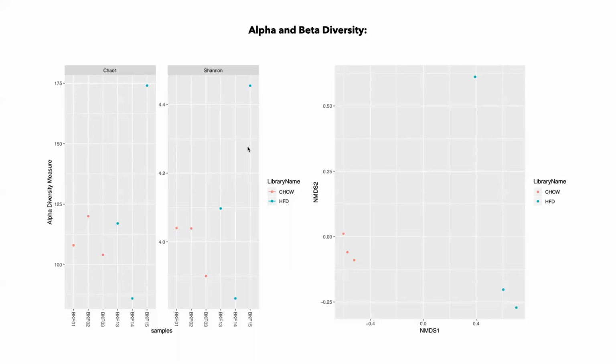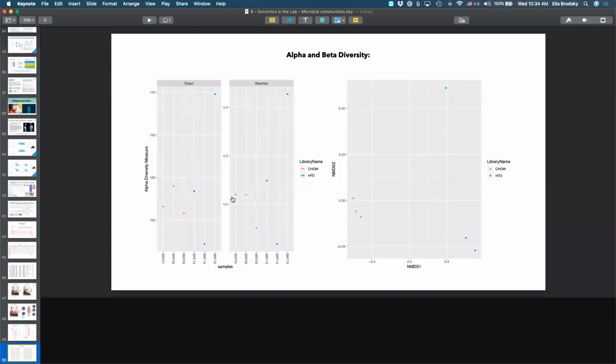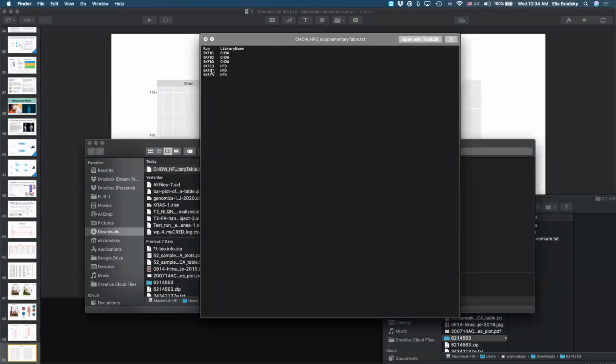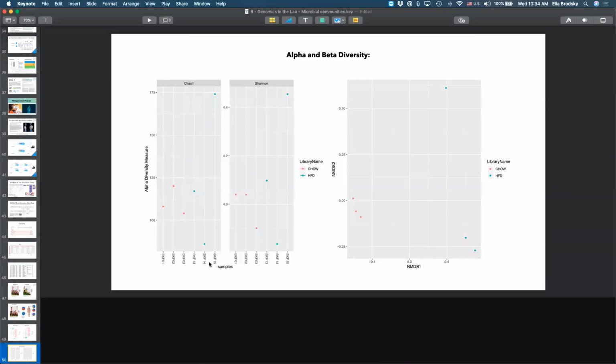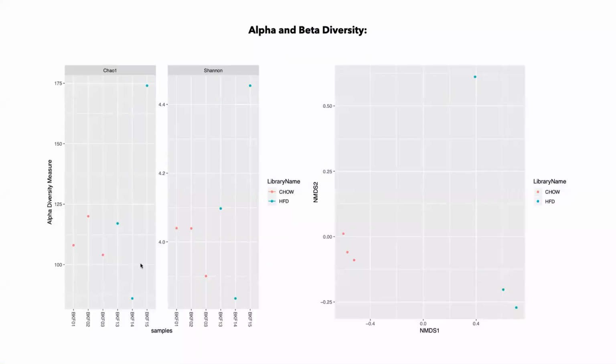And overall, because of this sample, or maybe because of both of these samples, we can say that the high-fat diet, right, so let's see, which samples are these? Okay, so 13, 14, and 15 are all high-fat diet. So 13, 14, and 15 are high-fat diet. They have higher alpha diversity.